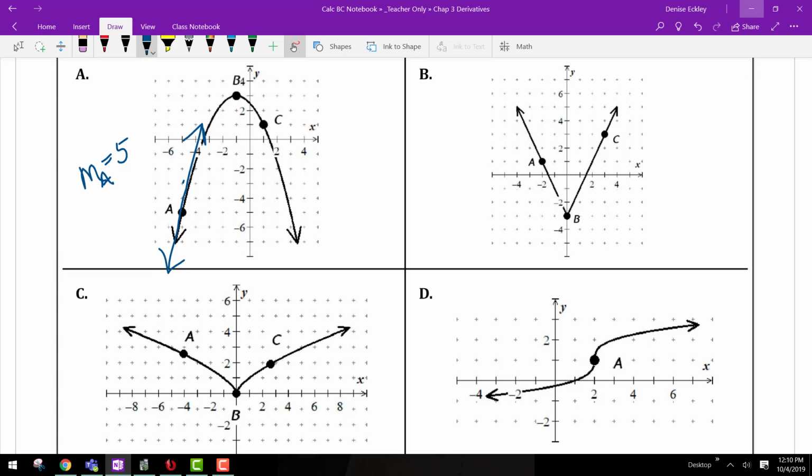And in point B, if you notice, this is a local max. It's actually the absolute max. And it has a horizontal tangent line. And so we have a slope of 0. And then for point C, which is right along here, when I found the slope of that on my paper, I got -2. Now your slopes might be slightly off for that, but that's okay because we're estimating them.